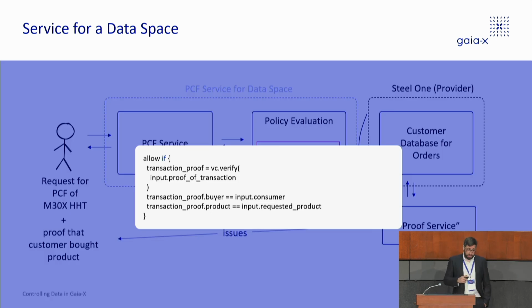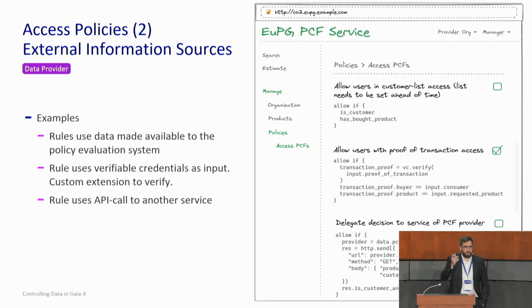So this is just another allow policy. And what we do in this policy, we have a little extension that verifies the proof of transaction. So we know that this is correct. Then we check the proof if the buyer is really the one who wants to access the product, and the product is the one that is requested. Okay. So putting this together, this policy layer allows us to do two different things.